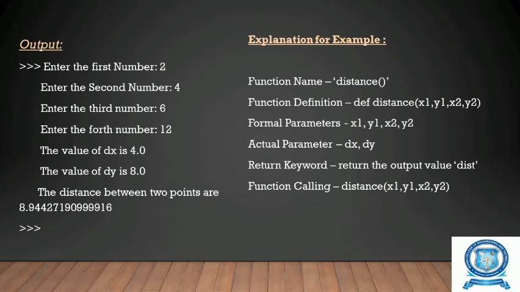So, this is the output which we will get. First we are entering the numbers x1, x2, y1, y2. x1 is given as 2, x2 is 4, y1 is 6 and y2 is 12. With that we are substituting and getting the output, as in the previous program. Then it is explained as such. The function name is distance, and that is the function definition as I have told you, and the return keyword is what retrieves the return value.